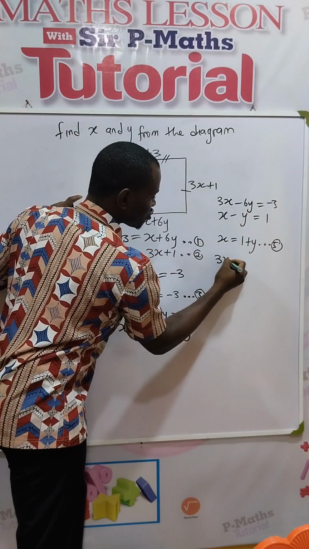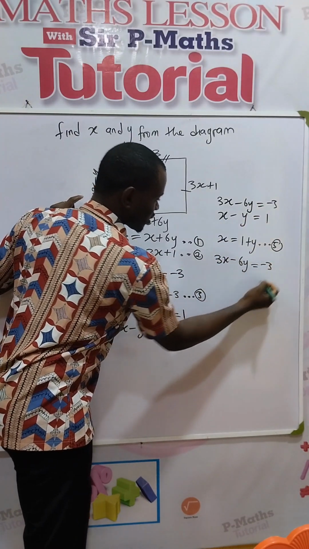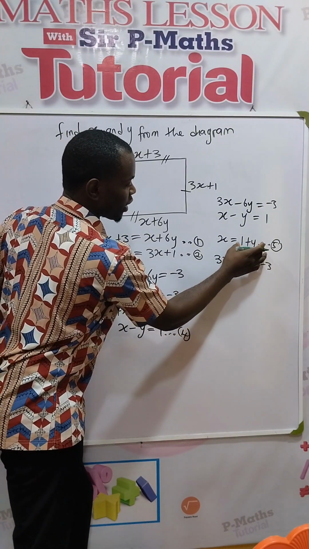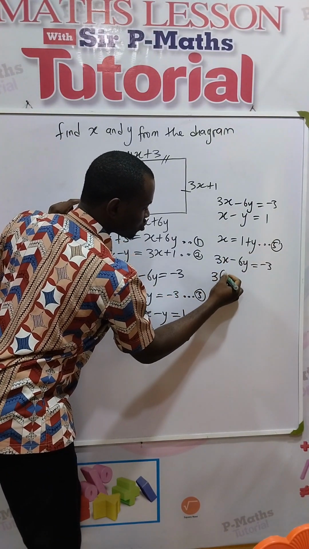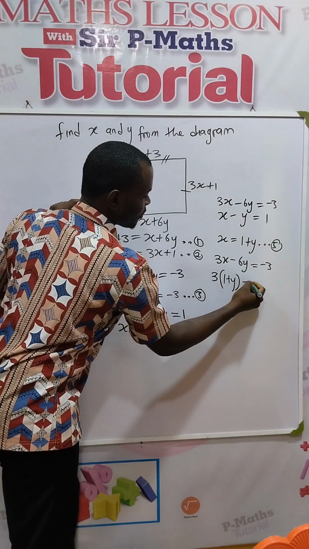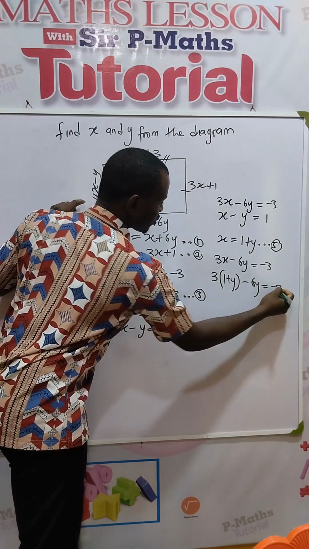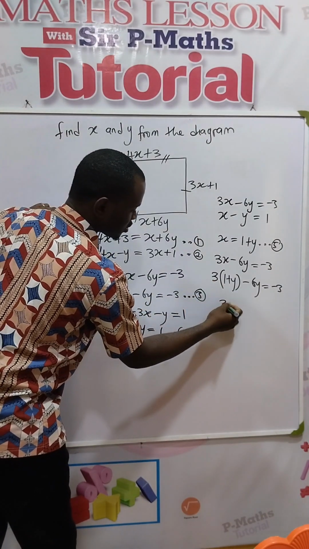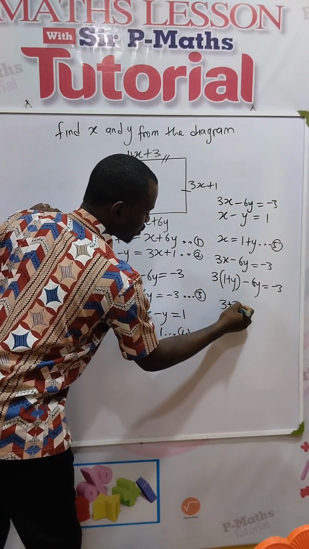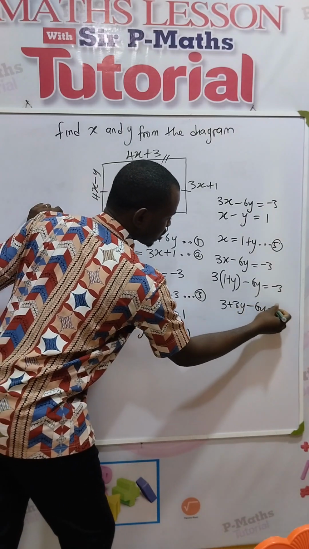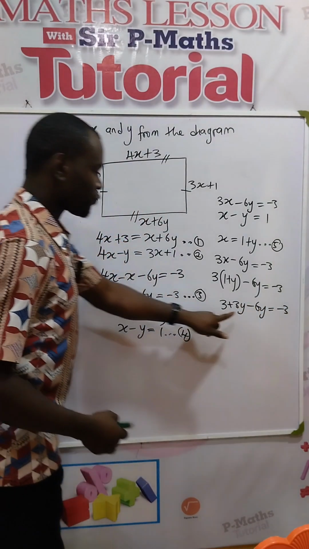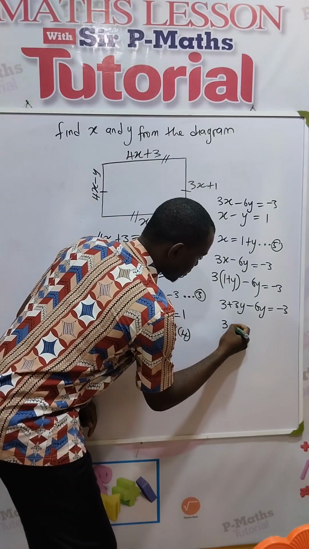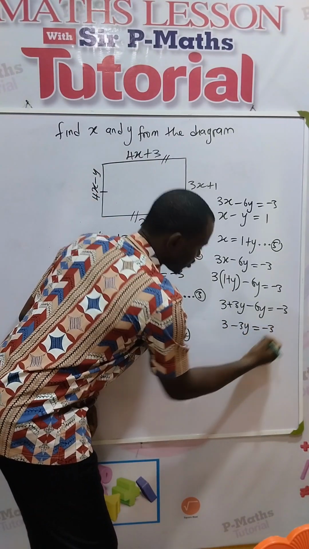Equation 3 says 3x minus 6y equals minus 3. Anywhere you have x, you put 1 plus y. So this gives us 3 into 1 plus y minus 6y equals minus 3. Therefore, open the bracket. 3 times 1 is 3. 3 times y is 3y, minus 6y equals minus 3. So from here, 3y minus 6y will give us minus 3y. So we have 3 minus 3y equals minus 3.